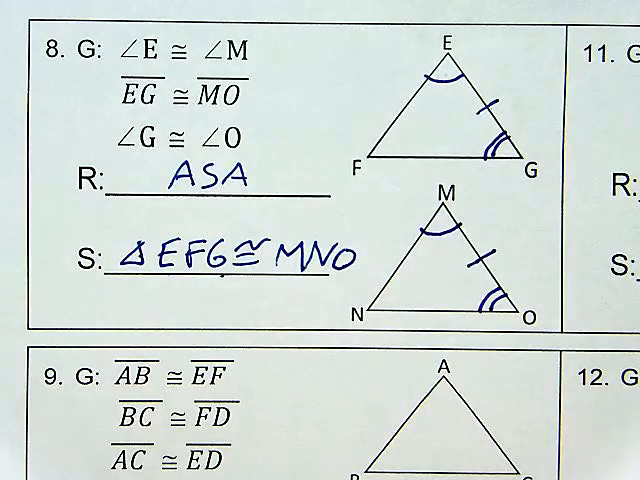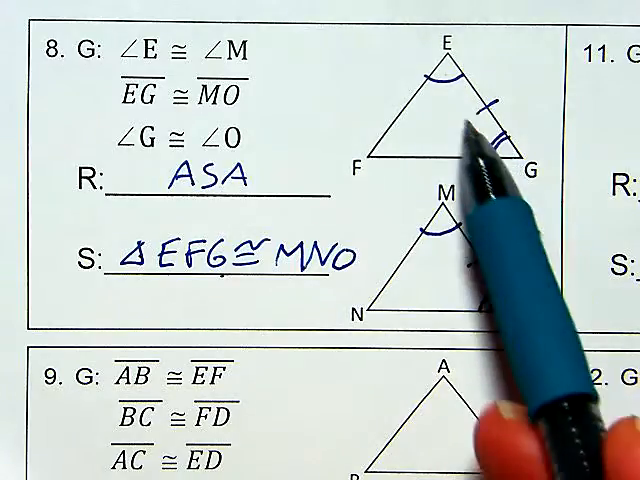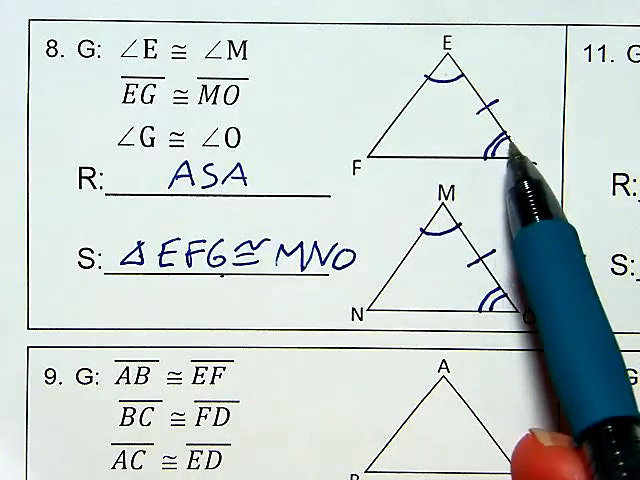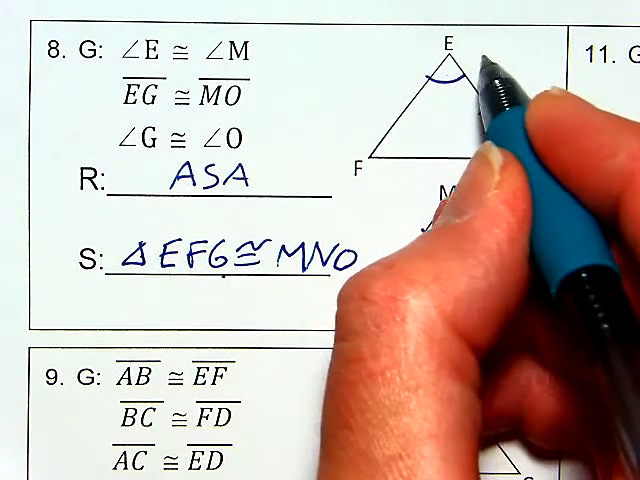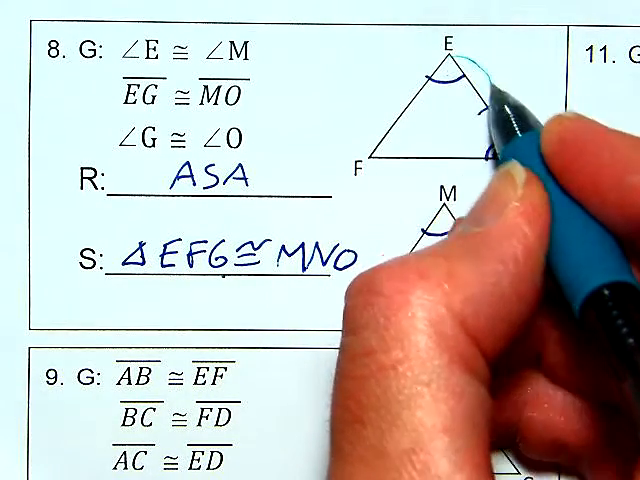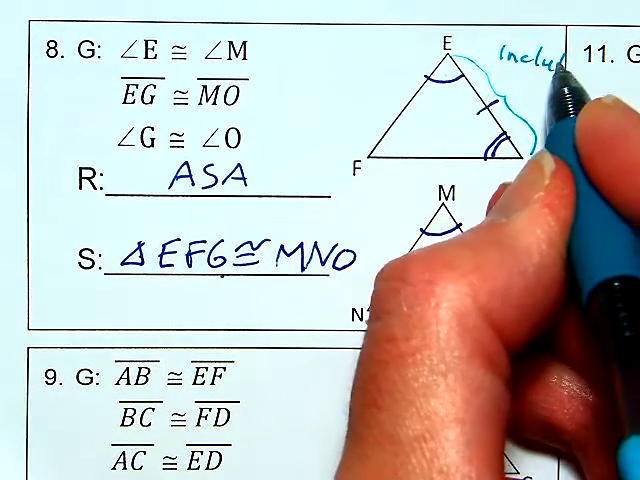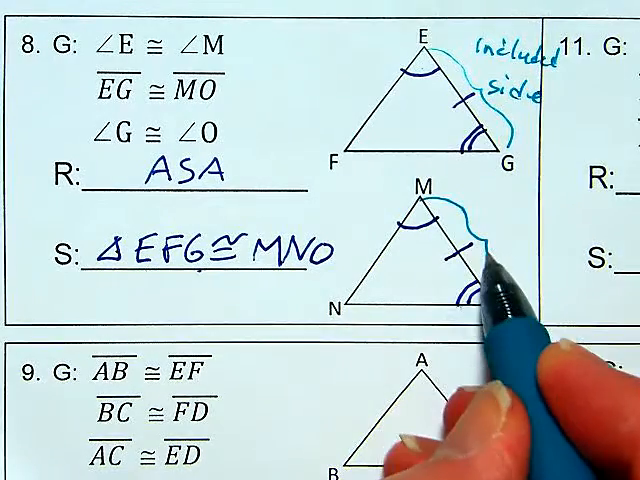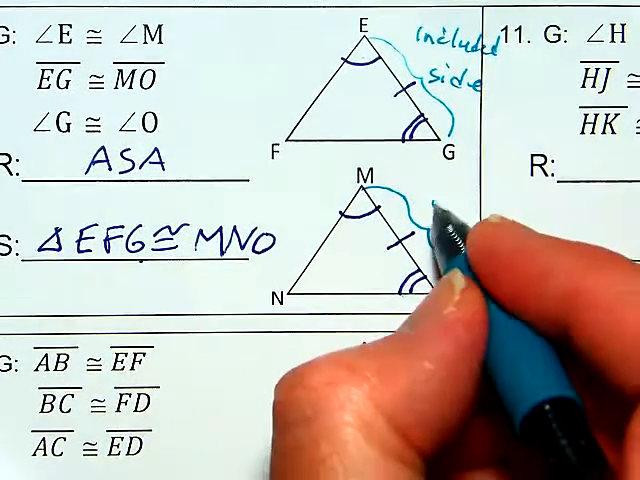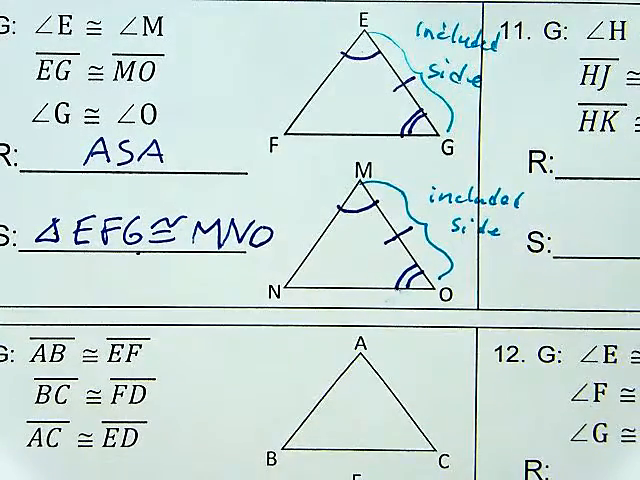But do we have a side that lies between two marked angles? And I think you can see, yes, EG is a side lying between these two angles, which we both put marks on. Okay, so EG is an included side. I'm just going to put a bracket to say this is an included side. And over here, the corresponding included side is MO. This is also an included side. Okay, and there are no included angles here.